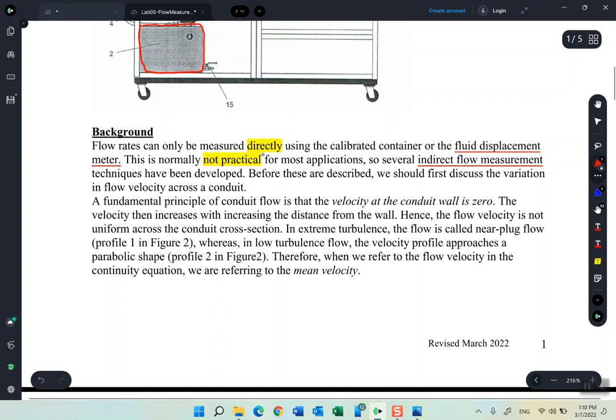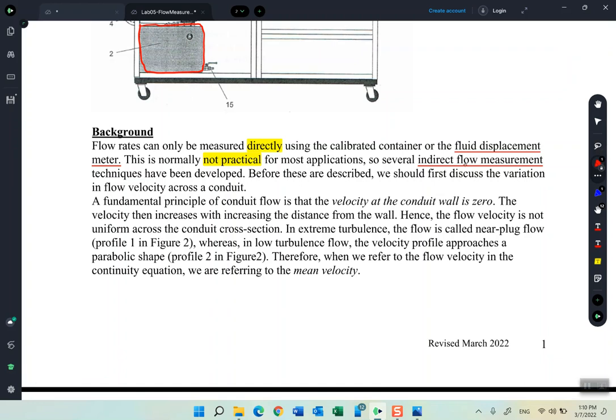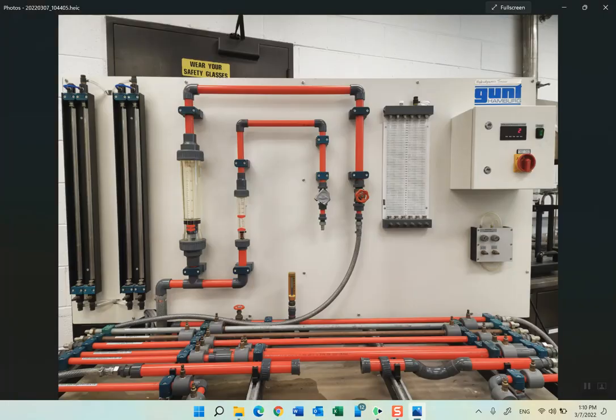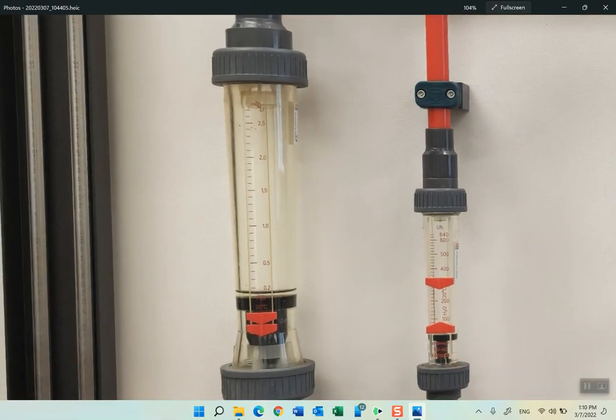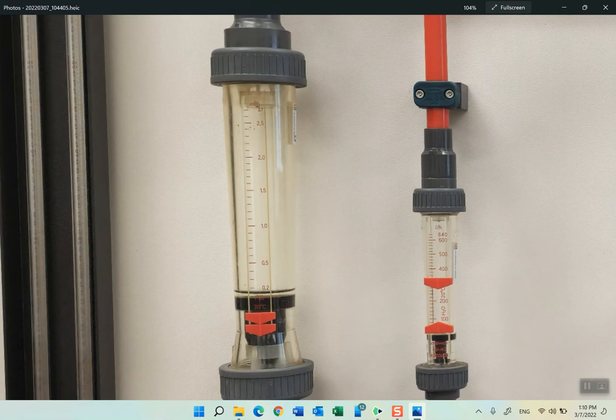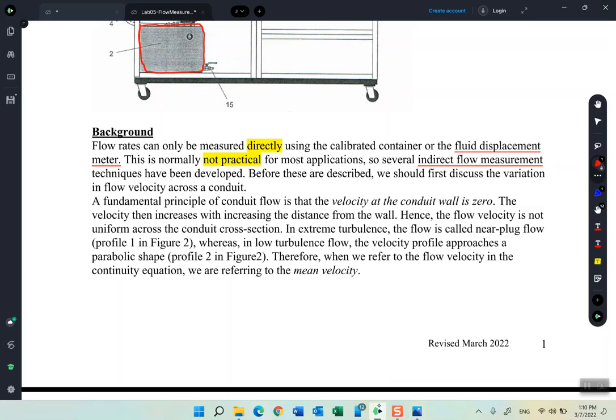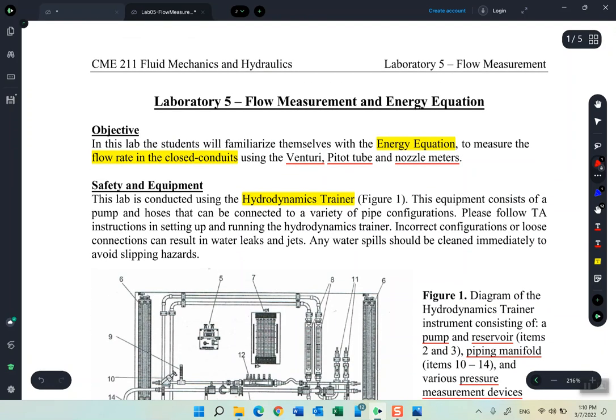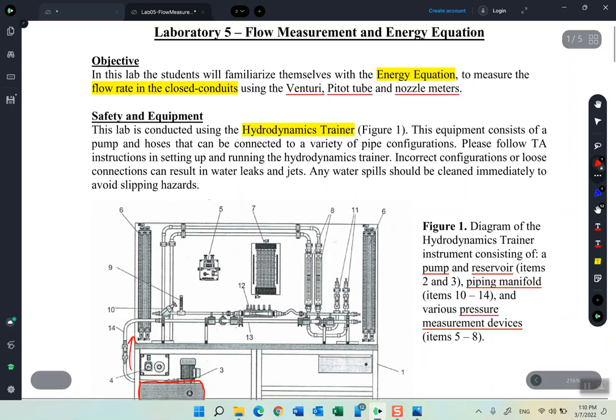You can do it directly by using a fluid displacement meter, something that looks like this. This is called a displacement meter. Or actually, in most cases, because this is not practical, we use the indirect method. And the indirect method involves the usage of one of these three equipments, or one of these three devices.